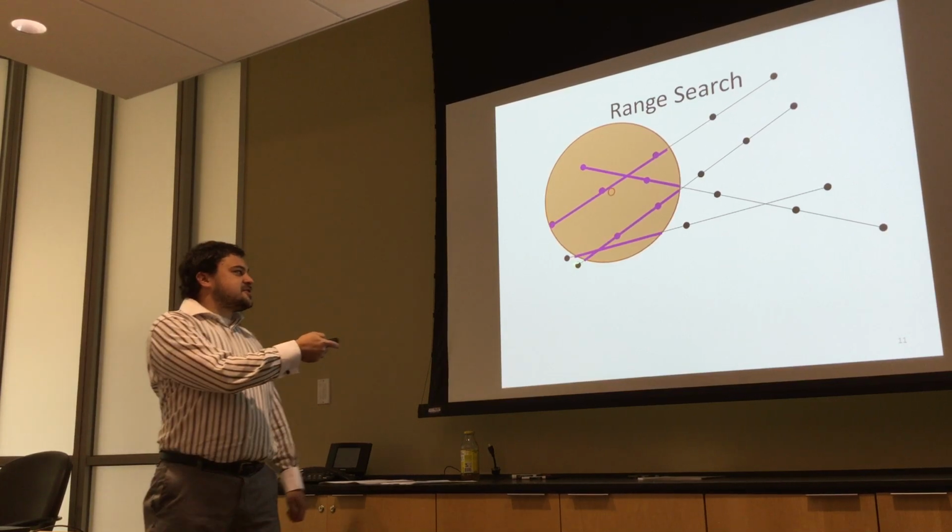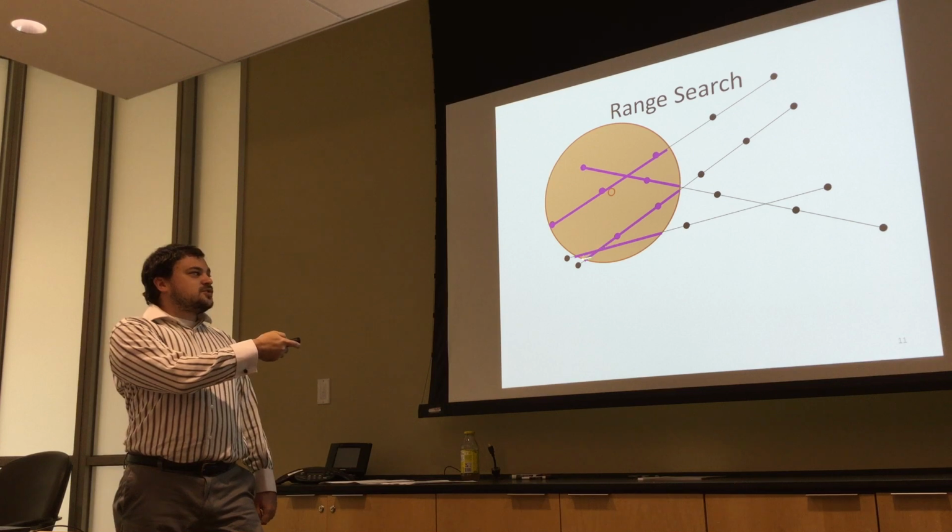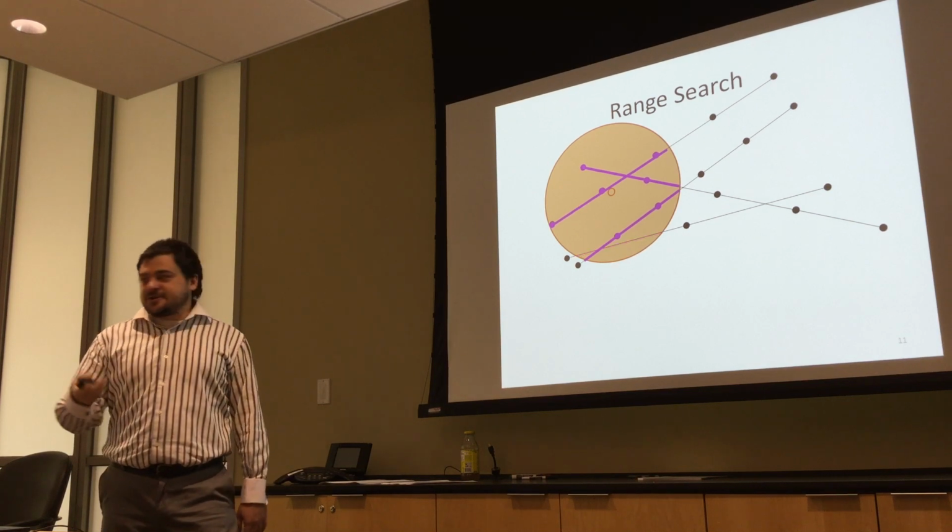And you'll notice here that this line, even though it intersects with the circle, has no points that fall in there, so we won't return anything for that line.